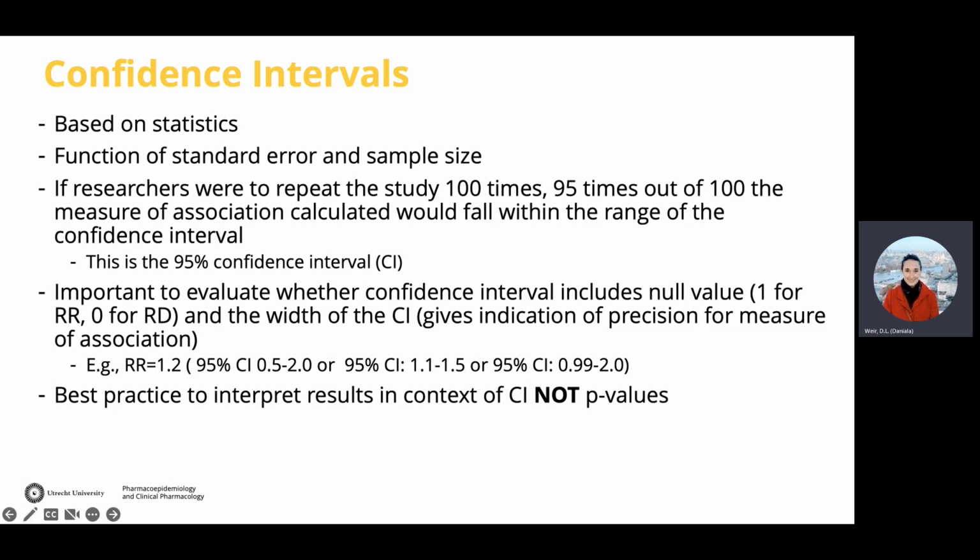So that's how you would interpret this relative risk or this risk ratio in conjunction with these three different confidence intervals. It is important to point out that it's best practice to interpret the results in the context of the confidence interval, not p-values. That's important to understand when you're reporting the results of your study for your randomized controlled trial project, as well as when you're looking at the results of a published RCT.